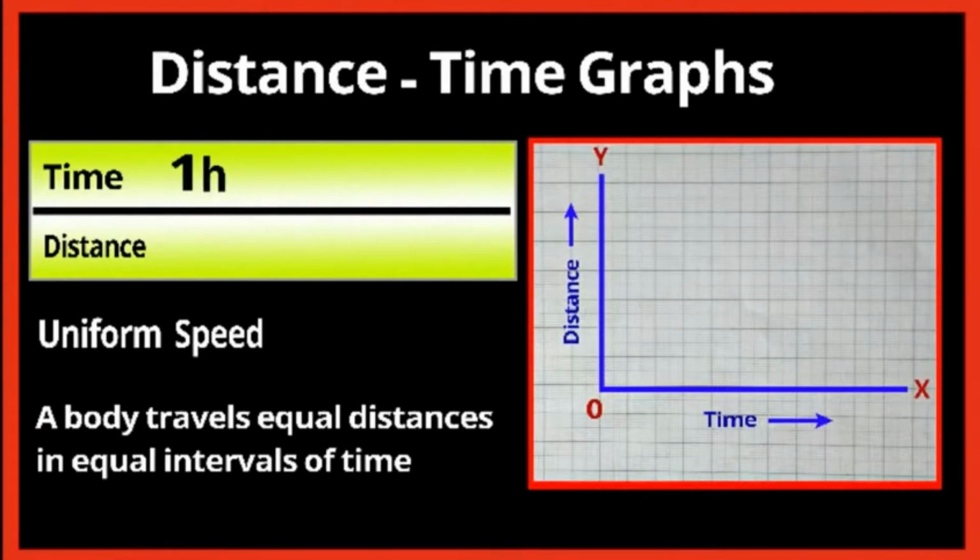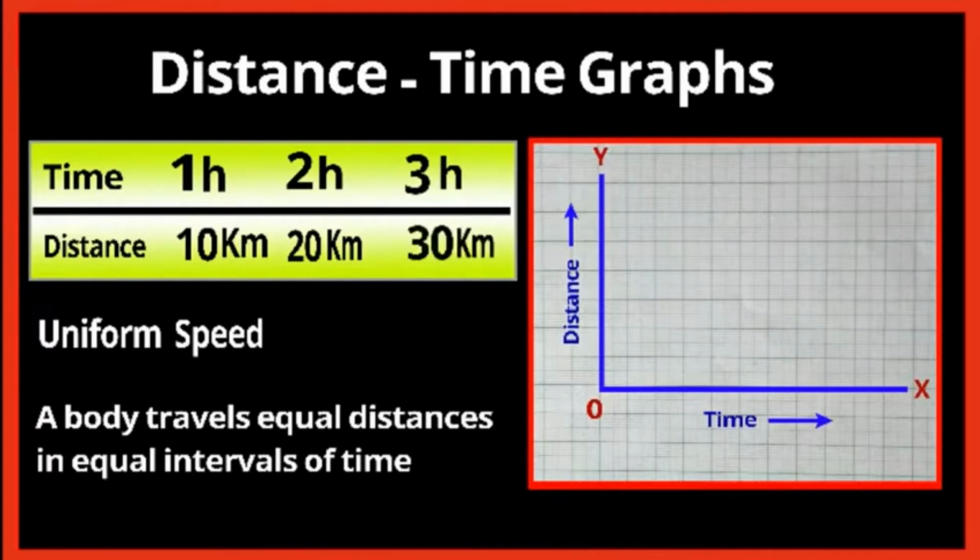So let us understand it with one example. Suppose in 1 hour, a body covers 10 kilometers. In 2 hours, the same body covers 20 kilometers. Then in 3 hours, it covers a distance equal to 30 kilometers. So as you can see, every time the distance covered is equal.